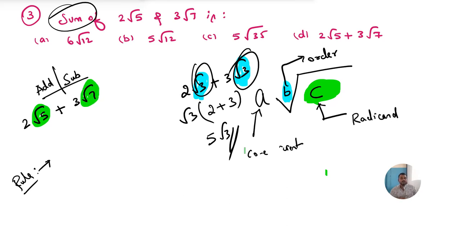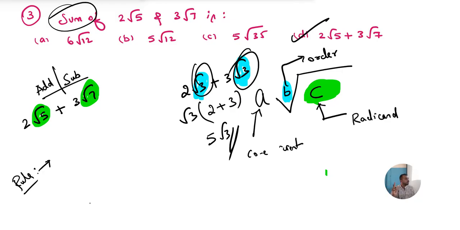What is here? Root 5. What is here? Root 7. Can we add them both? Can we take root 5 as common? Can we take root 7 as common? No, we cannot take root 5 or root 7 as common. That is the reason we cannot add the coefficients. So here which is the right answer? Option D. Because we cannot add, we have to keep it as it is.